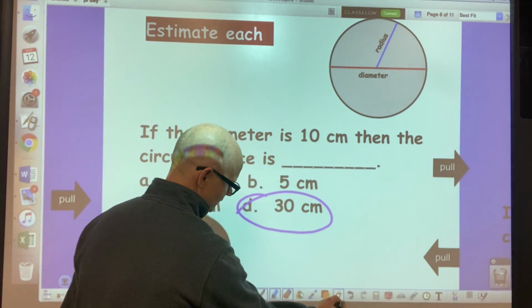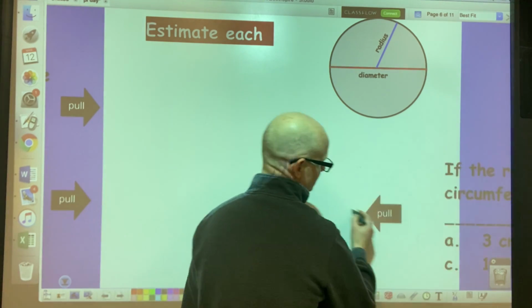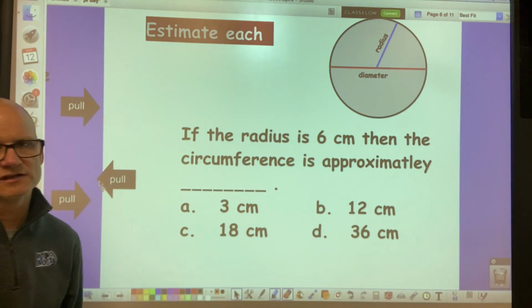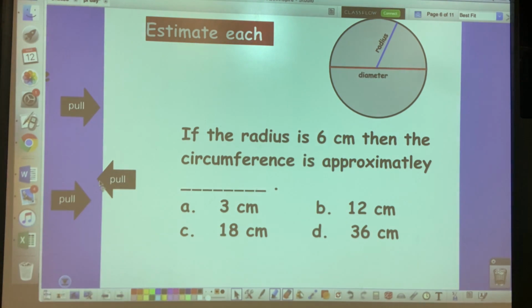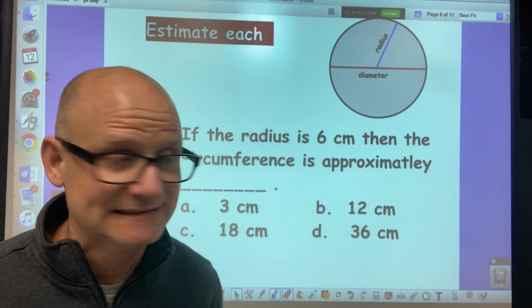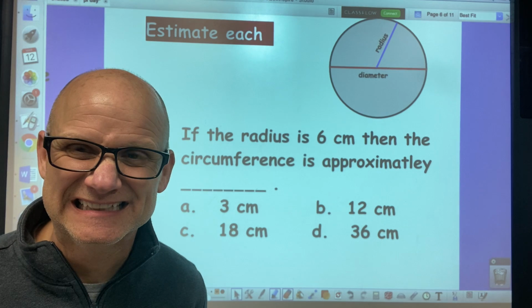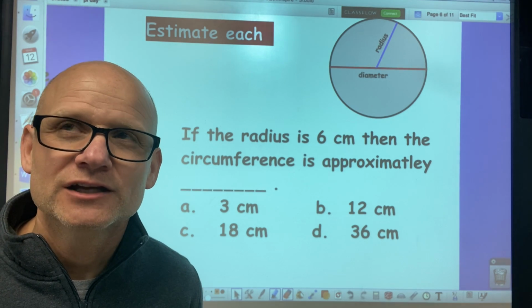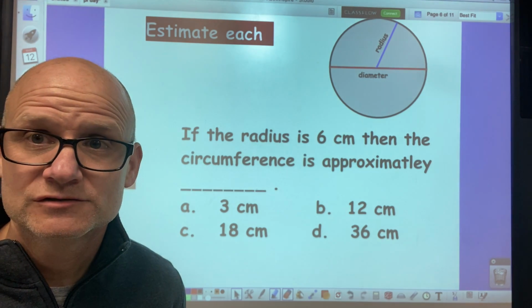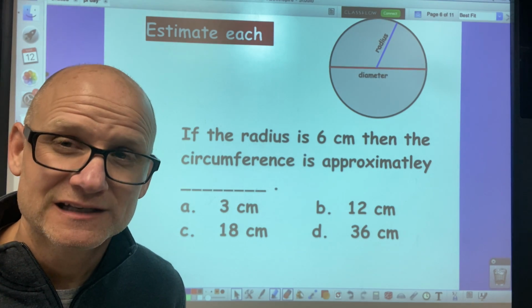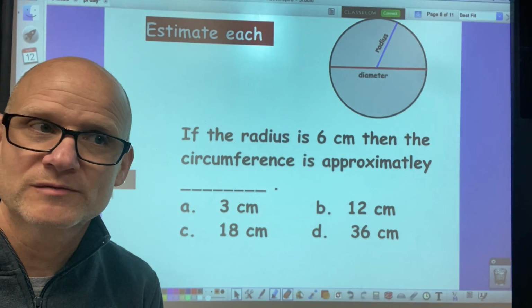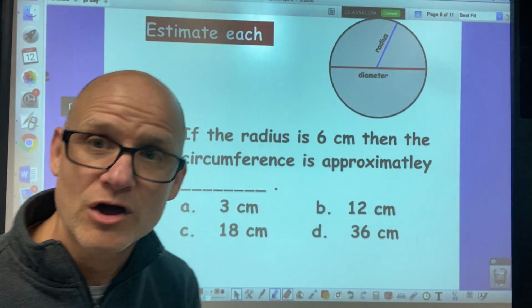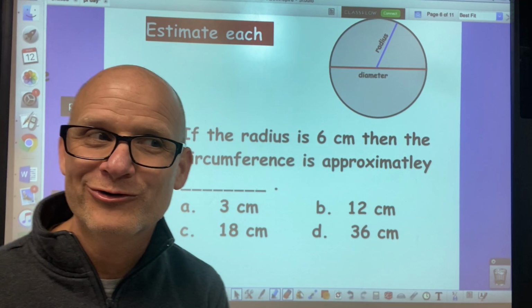Let's try one more. What about this one? Ooh, this is a tough one. Press pause. Think about this one. Read what it says. Did you say 36? I think some of you guys said C. But you need 3 diameters to make the circumference. The radius is half the diameter, so you need to double this. That would be 12, and then multiply that by 3. So that gives you 36. Oh, yeah, I get it.